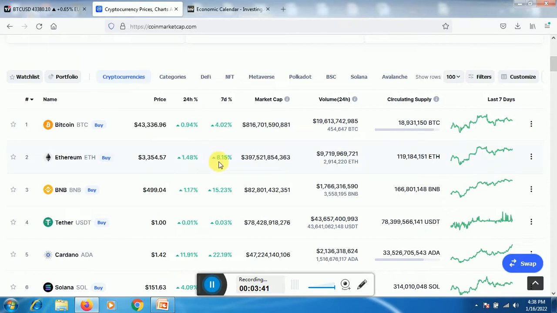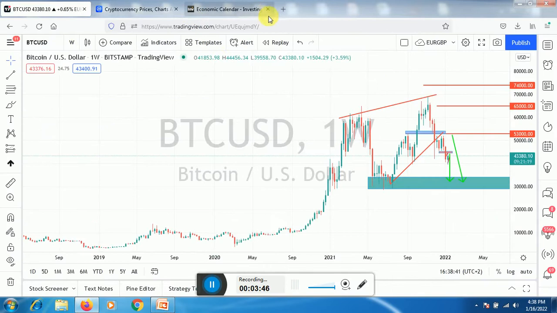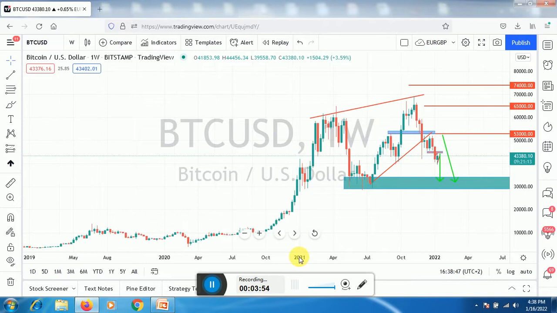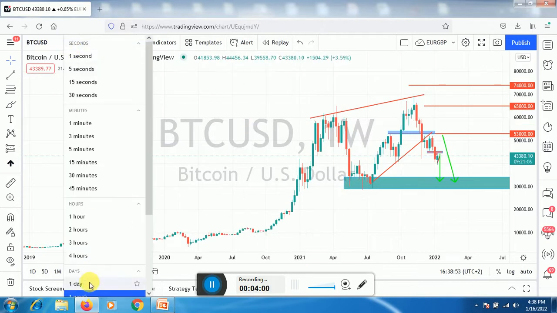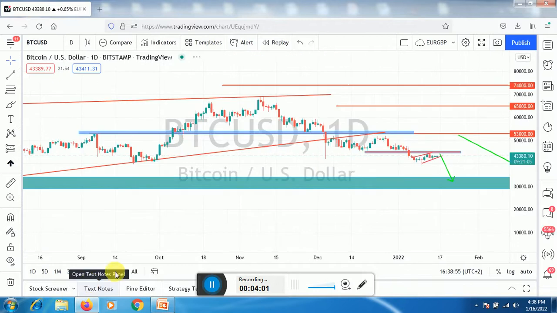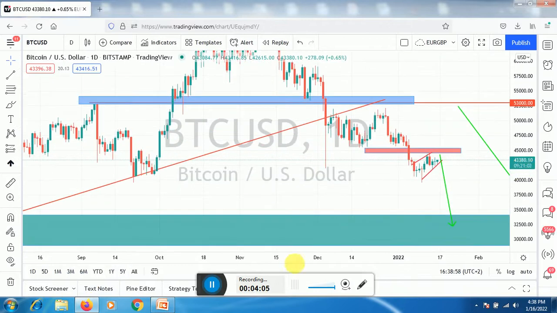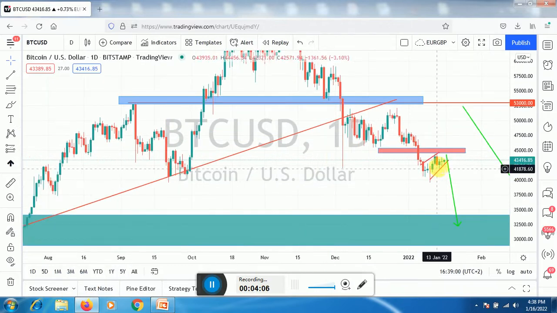the past 7 days. If we are looking at Bitcoin itself, my sentiment and analysis on Bitcoin is still the same. The structure is still very bearish for me. Even if we're looking at the daily charts here, as long as it is still trading below the 45,000 mark, this structure is still bearish.